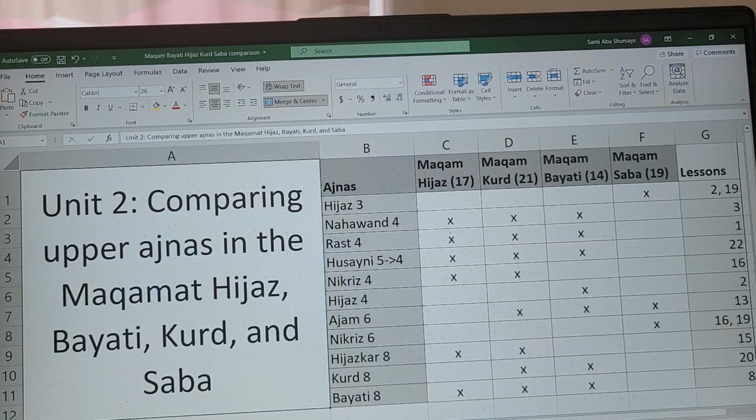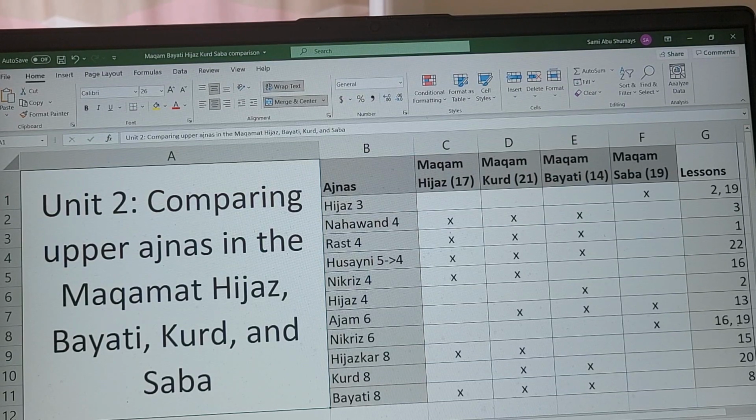Hijaz. Now, we have Nikriz again in the context of Maqam Kurd, but that doesn't mean that it immediately goes to it. There I used the Nahawand to get back to the Kurd. Here we were.